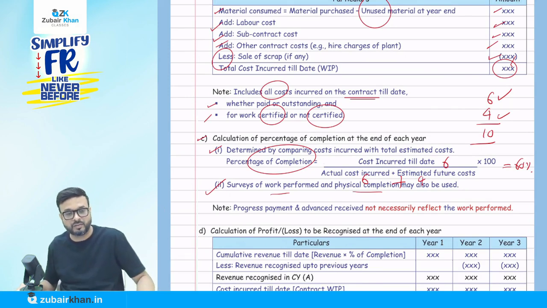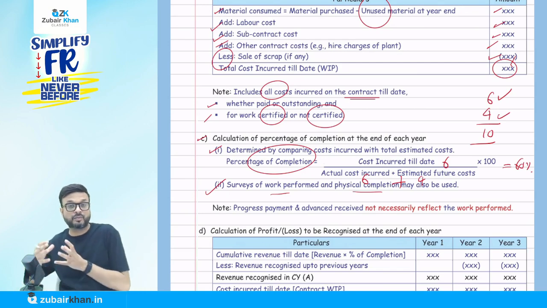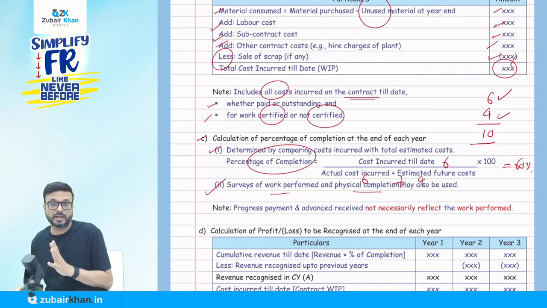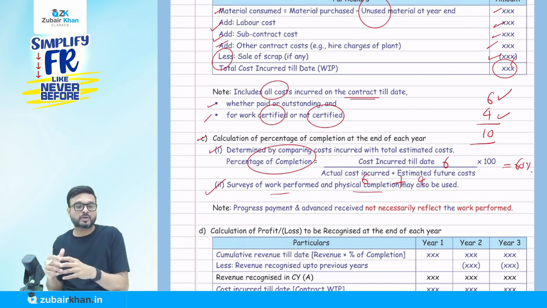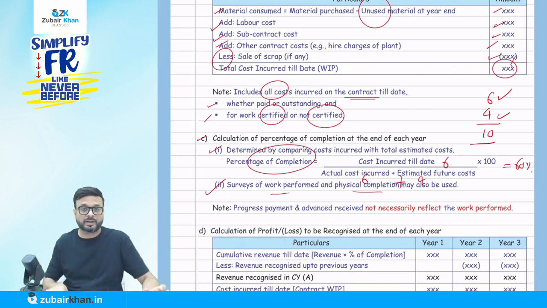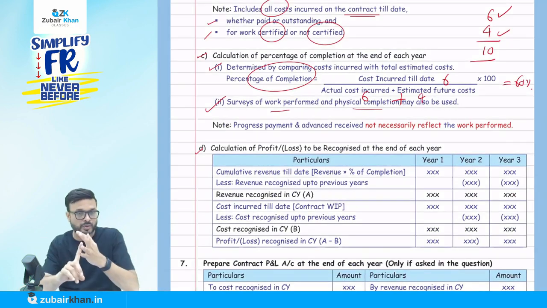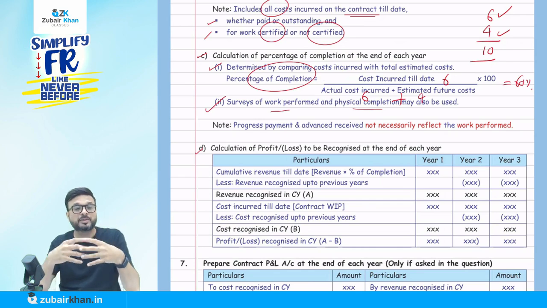The ICAI will always give the figure of how much is the cost incurred, or we have to calculate the percentage of work completed on the basis of the cost incurred. So remember this formula: cost incurred till date divided by cost incurred till date plus further estimated cost, multiplied by 100. Now, very important point. First, in point A, we calculate the total contract revenue. Point B, total contract cost. Point C, how much work has been completed. We have to calculate this at the end of each year.